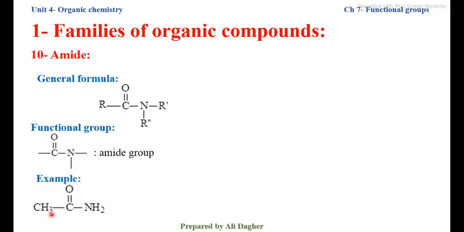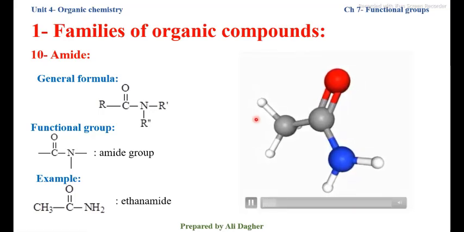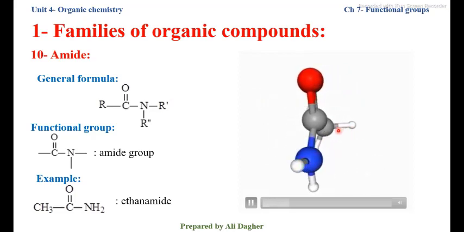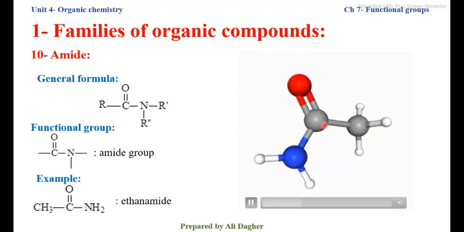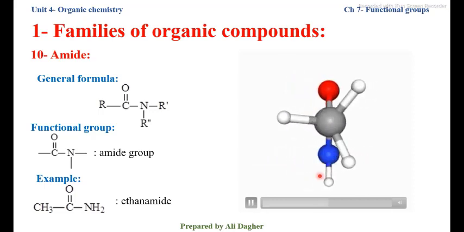Example, CH3, C=O, NH2. In this case, R' and R'' are hydrogen atoms, which is called ethane amide. This is the 3D model of ethane amide. We have CH3, C=O, C single bond N, H2.